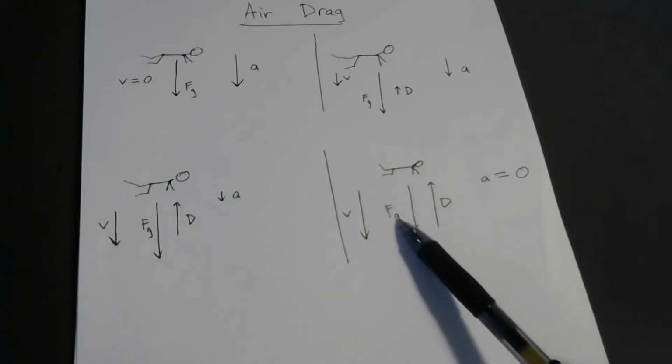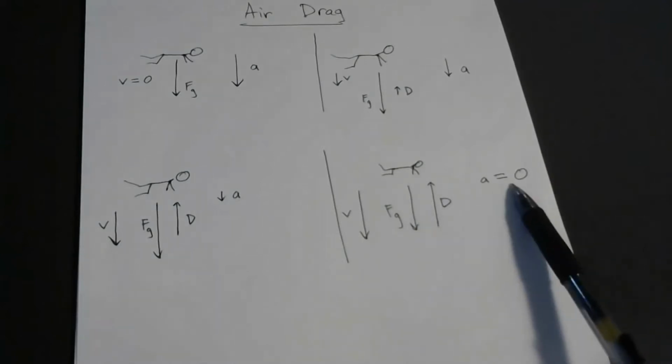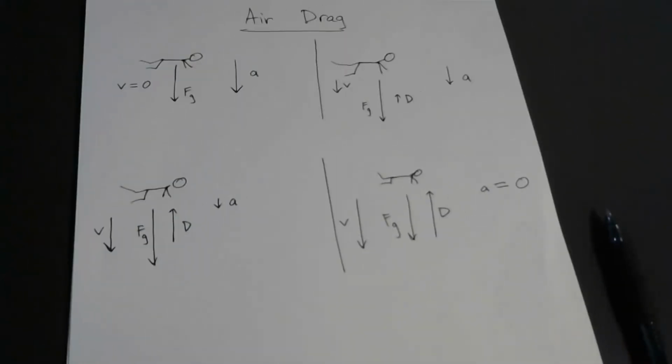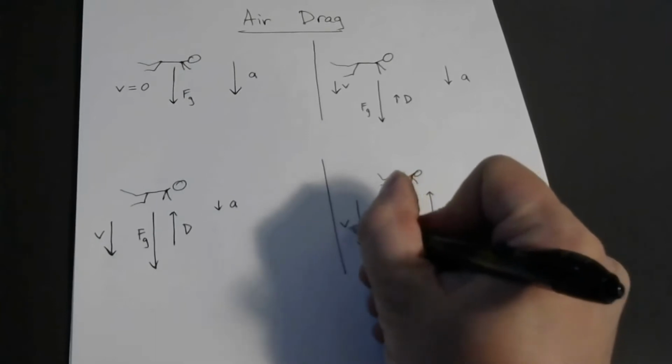What happens to your acceleration when the net force on your body is zero? Your acceleration goes to zero. So you could say that at this point, the acceleration terminates. There is no more acceleration. And that is why they call this particular speed the terminal speed.